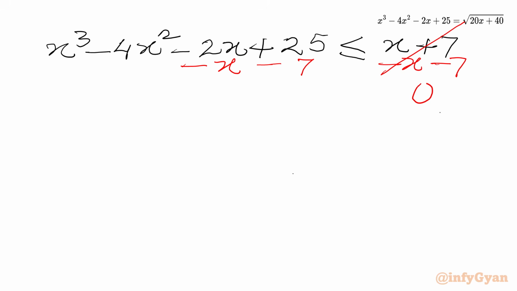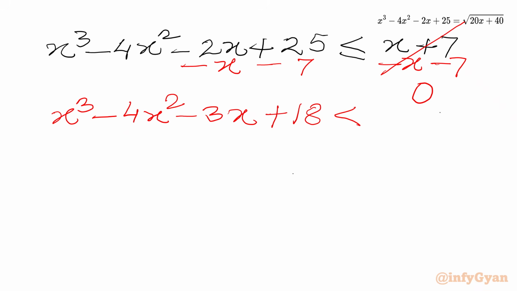RHS will become 0. Let me write the inequality here. x cube minus 4x square minus 2x minus x, minus 3x, 25 minus 7, plus 18 should be less than or equal to 0. Now this is a cubic inequality, which we will solve using the factorization method. So I am going to split minus 4x square. So we can write x cube, then I can write plus 2x square minus 6x square.